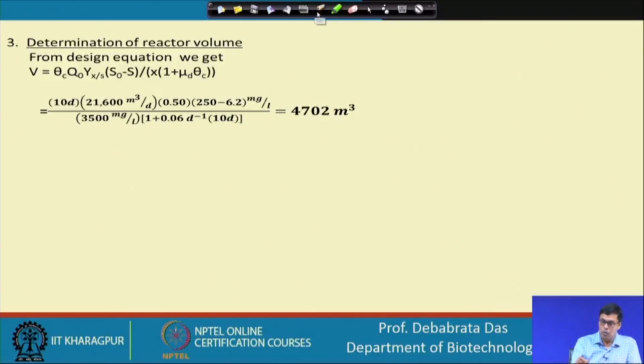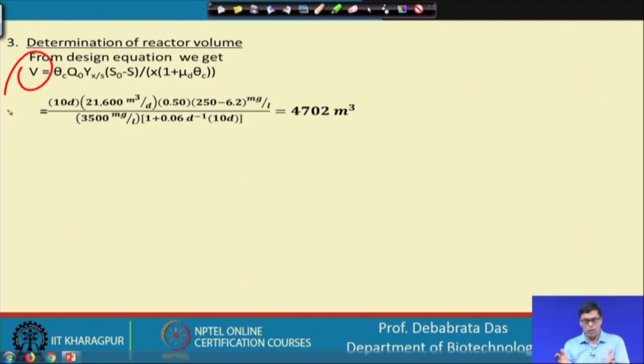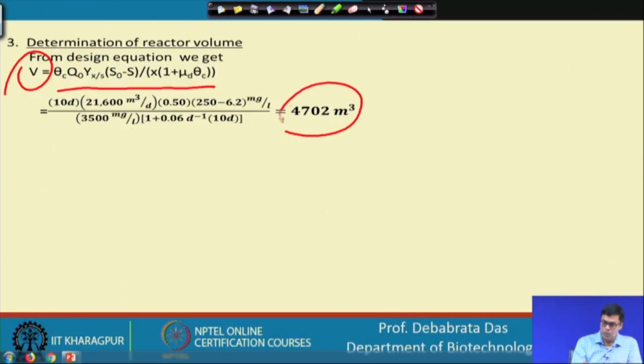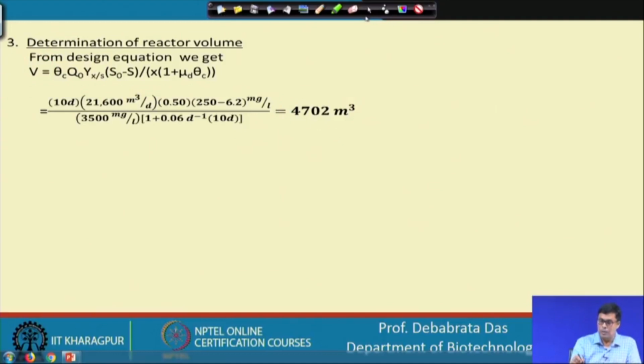First is the volume of the reactor. As you know, the volume of the reactor is very important to carry out this process, and we know these equations. If we put in different values, we can easily find out the volume, and we find it comes out to 4,702 cubic meters for treating this effluent.